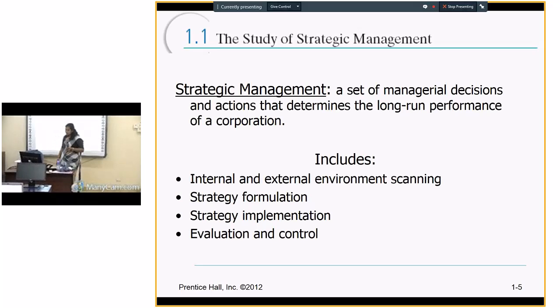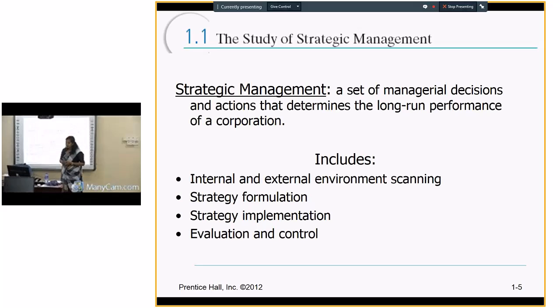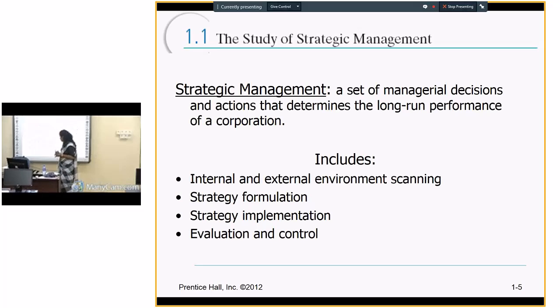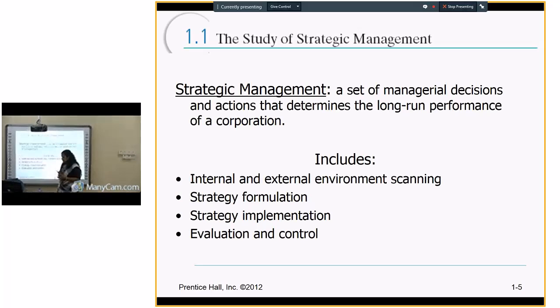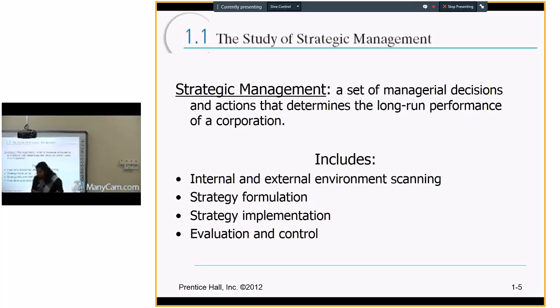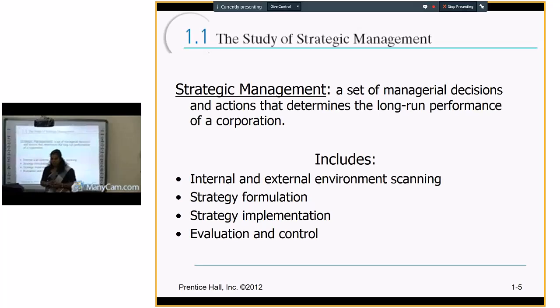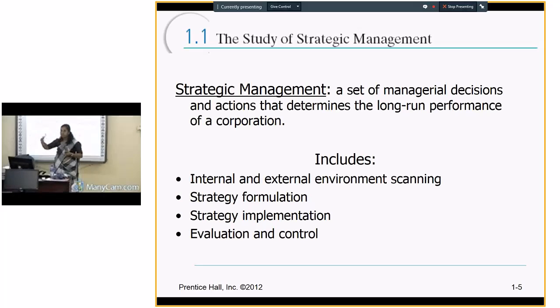Then the last step is the evaluation and control. What does it mean? Yes, there should be a controlling mechanism within the organization. We have to evaluate our vision, mission, goals and objectives. Therefore, we can set up our performance targets.